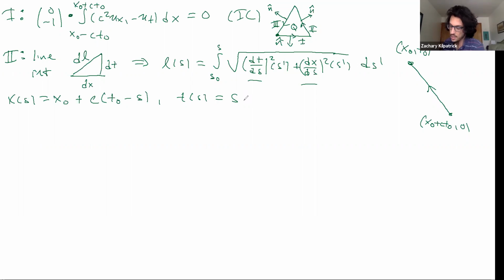Remember that my normal here, this direction that's sticking out, is going to be, sorry, let me write this a slightly different way from how I did before. It's going to be just the normalization factor and 1 and c.